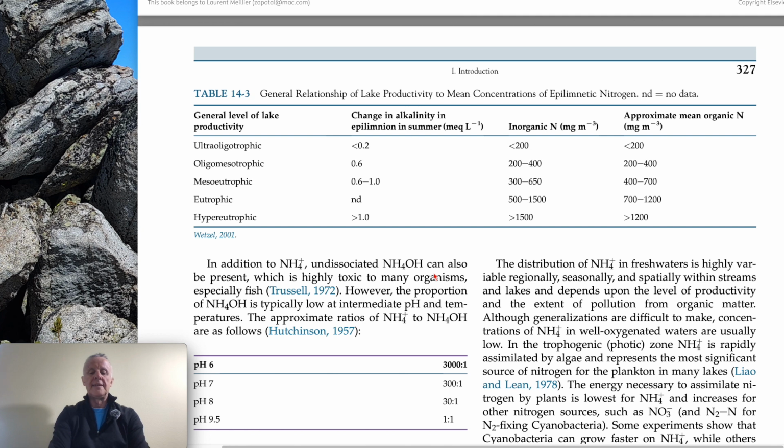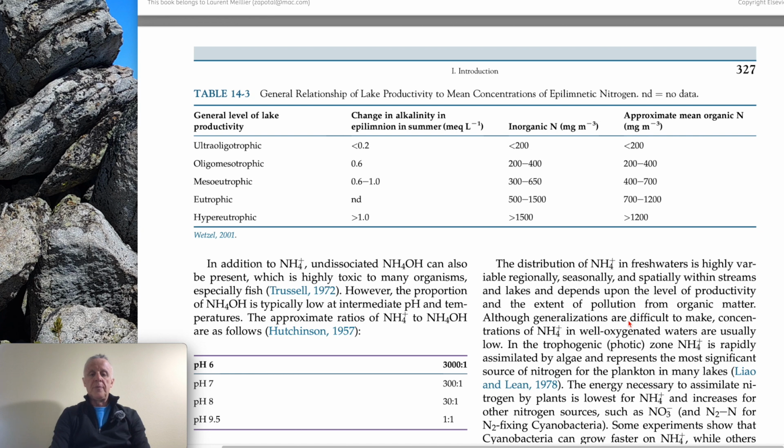So we can see that, as the pH is increasing by a factor of 10 every time, the ratio is decreasing by a factor of 10 as well. And so therefore, we have the same amount of ammonium to ammonium hydroxide at a pH of about 9.5, which is rather rare in natural waters. So let's look at table 14-3.